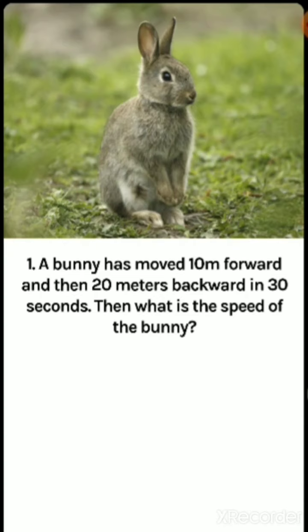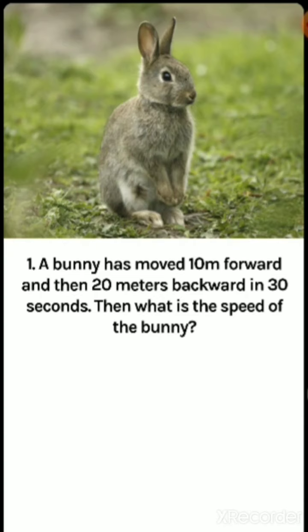So let us see that. Total distance traveled is 10 meters forward plus 20 meters backward, which is equal to 30 meters. In how much time? In 30 seconds. So the speed is equal to distance divided by time. So 30 divided by 30 is equal to 1 meter per second, which is the speed of that bunny. I hope you have understood this one.